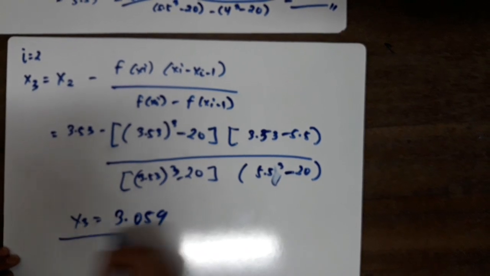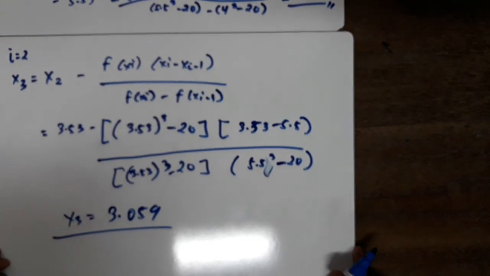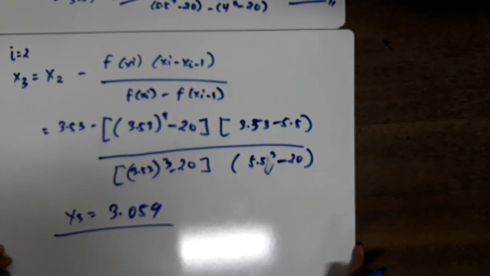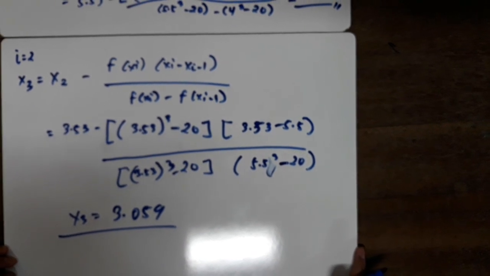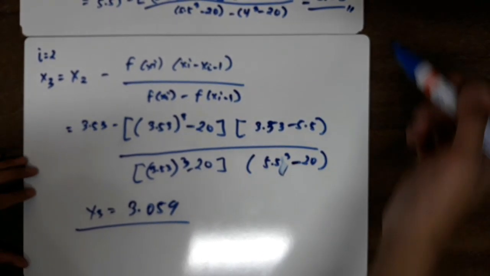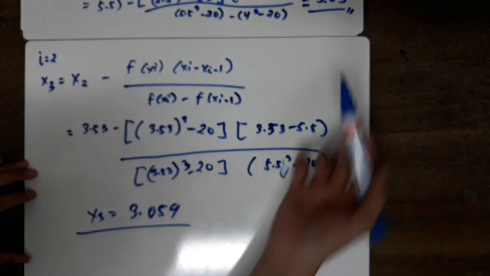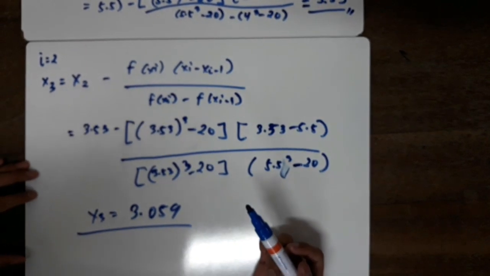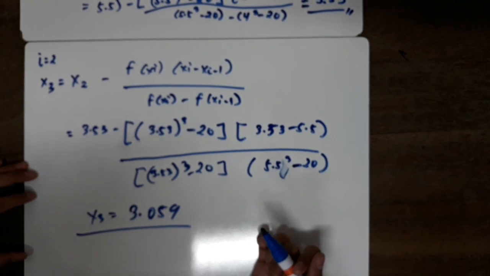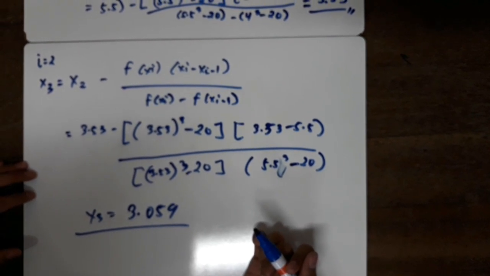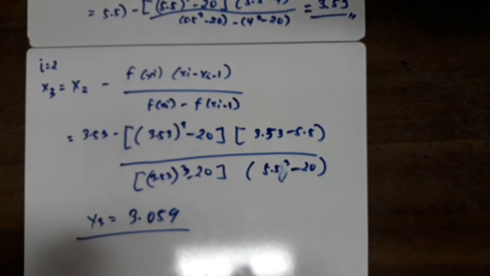So the value of our x sub 3 is 3.059. For you to know if your answer is the final answer, we notice that the values for x sub 2 and x sub 3 are near each other. So our root is between 3. So that's all for the secant method. Thank you.